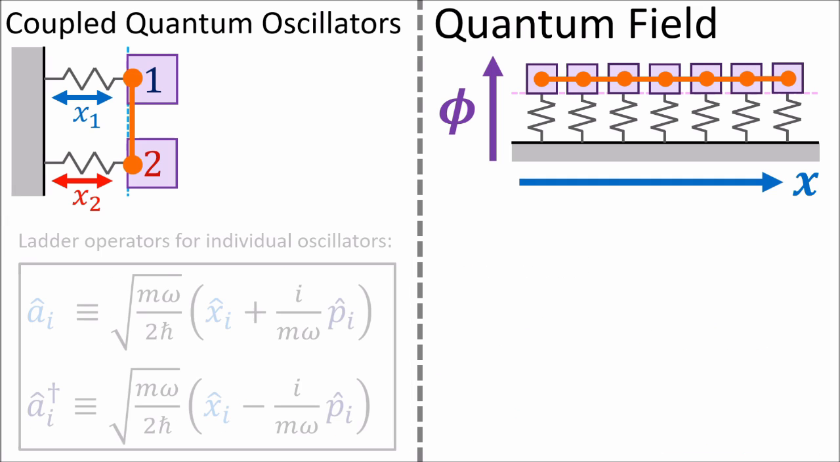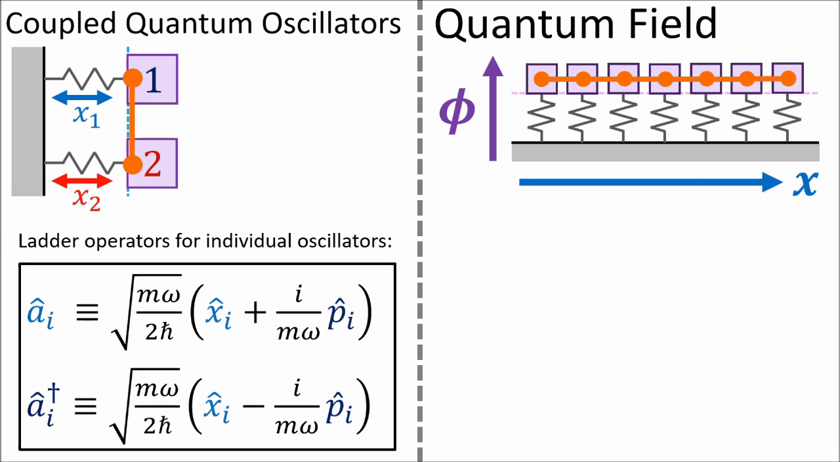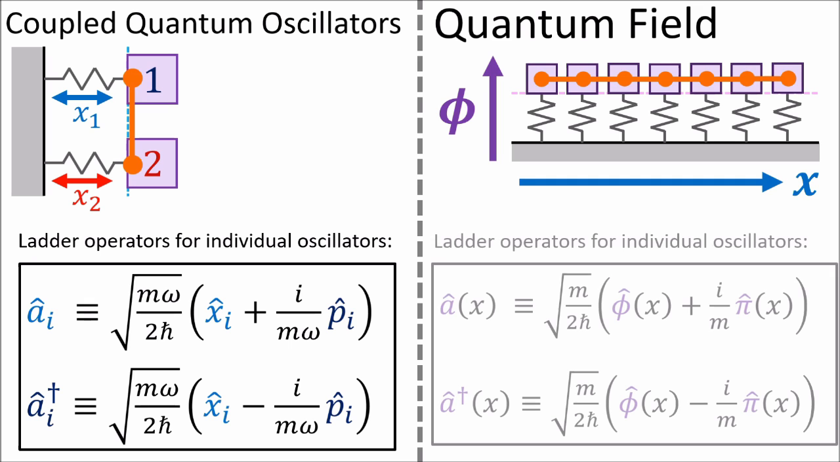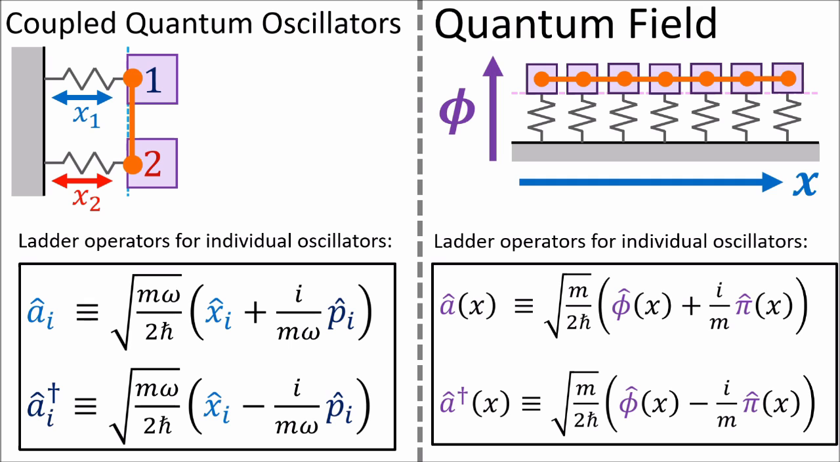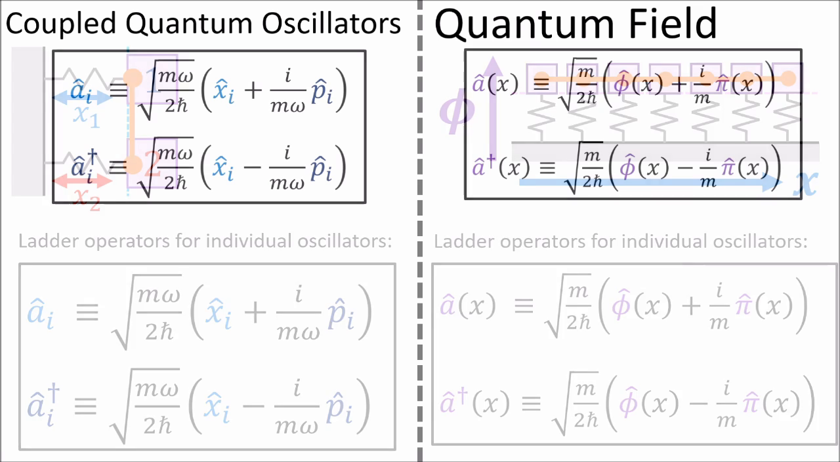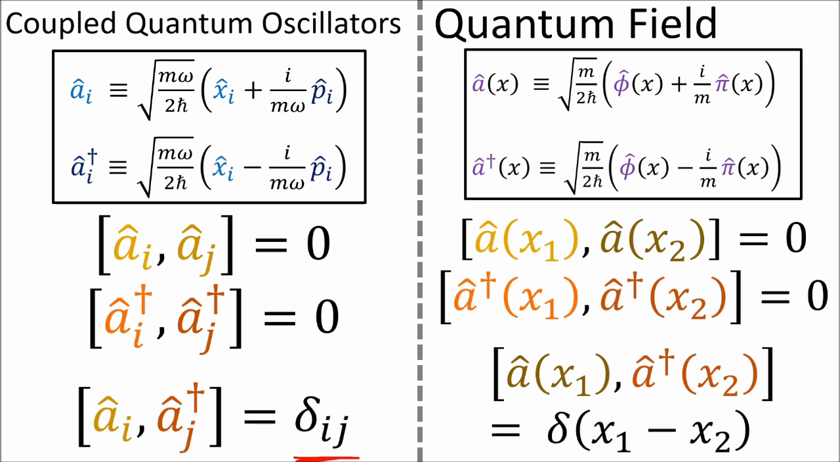And just as we can make ladder operators for the coupled oscillators using linear combinations of x and p, we can make ladder operators for the field oscillators using linear combinations of phi and pi, and they obey the expected commutation relations.